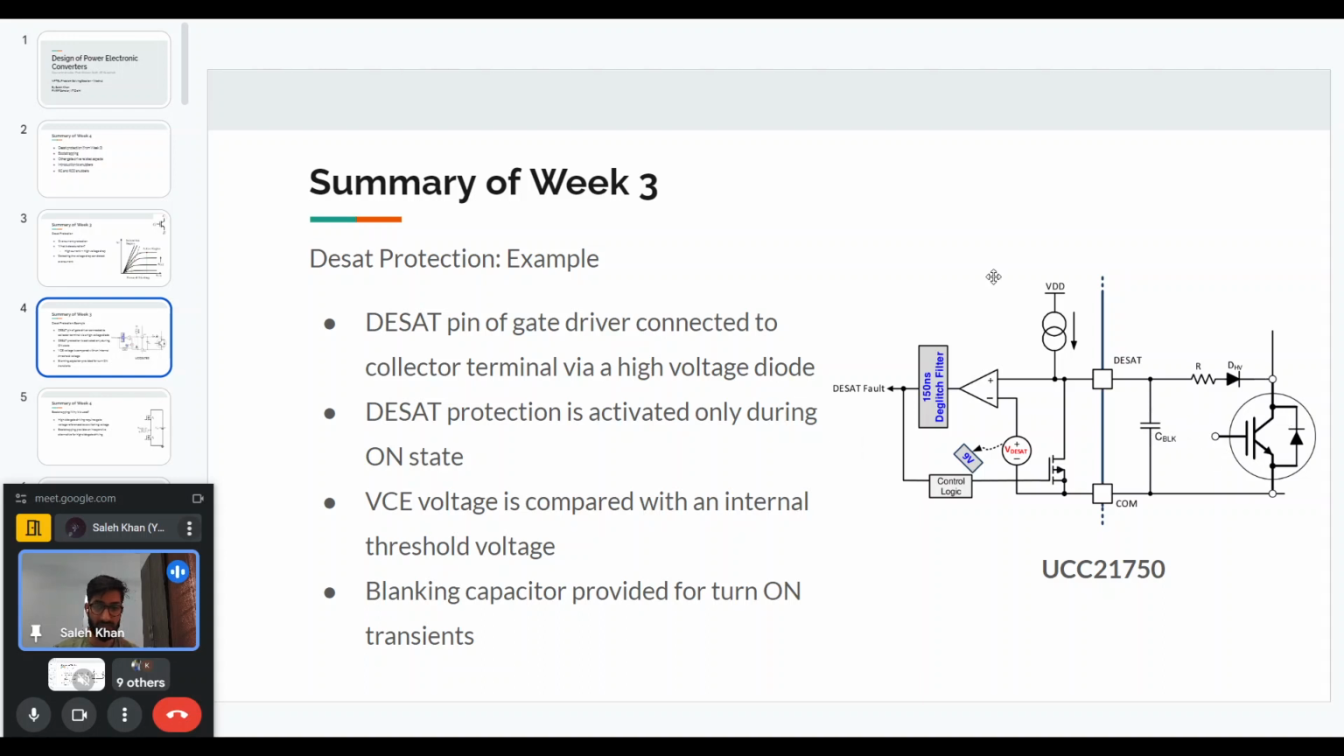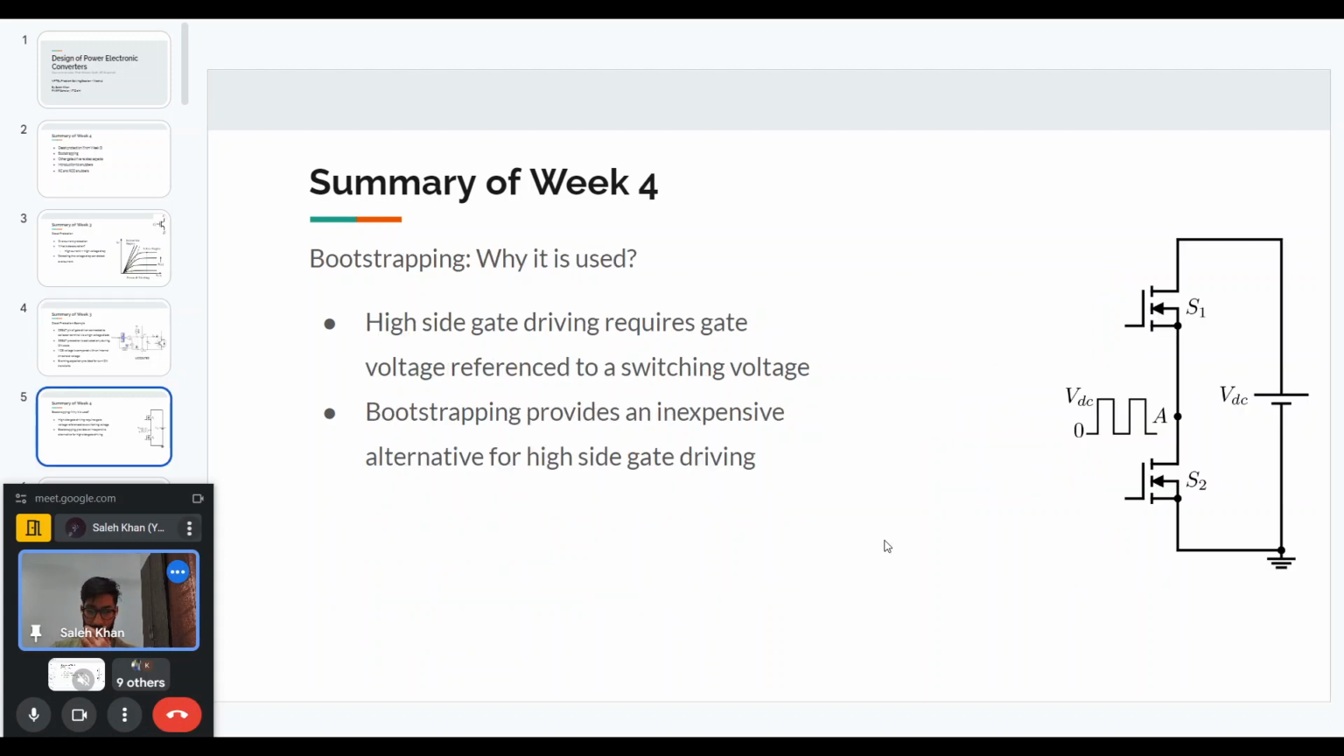So this is just a summary. If you want to go into more detail, there are application notes and the gate driver data sheets. They actually provide more information here. But the point is just to monitor the collector voltage, and in case of a fault, the collector voltage increases, and then we detect that a fault has occurred, or a short circuit or a high current condition has occurred. So this was about DESAT.